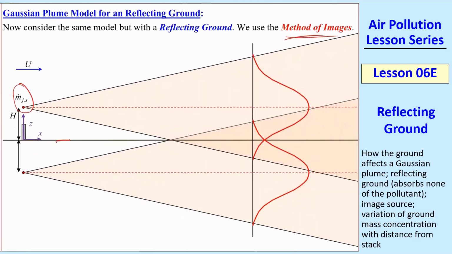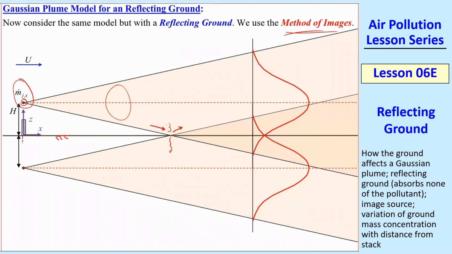Again, here's the ground, and our source is at capital H, accounting for buoyancy. Now, a reflecting ground means that when the air pollution is coming down in this plume and it's mixing around, instead of getting absorbed into the ground, it reflects off the ground. In other words, it just bounces off and keeps mixing, but it does not get absorbed into the ground. So it stays in the air. All of this air pollution stays in the air, but mathematically we can model this by adding an image.